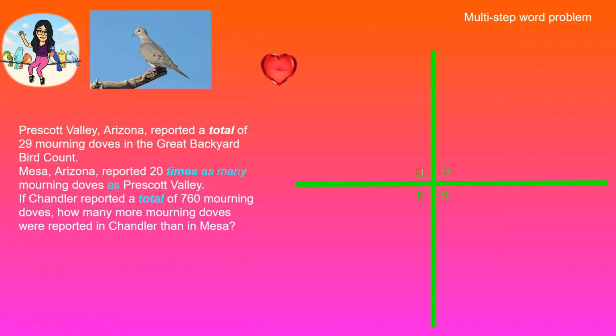So now I'm going to go back into my word problem and I'm going to reread and start pulling out that important information. So I know, what am I looking for? I am looking for how many more mourning doves were reported in Chandler than in Mesa. So since that is what I'm looking for, I'm going to go ahead and record it in the first quadrant.